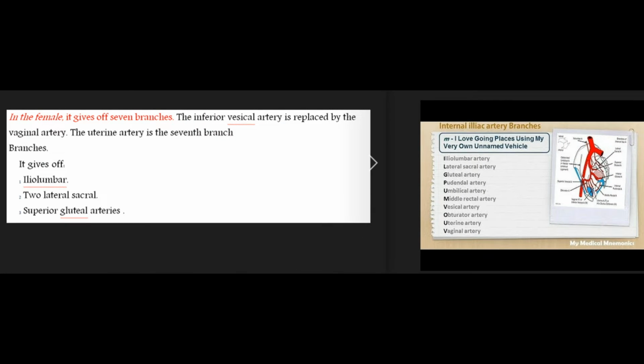In the female, it gives off 7 branches. The inferior vesical artery is replaced by the vaginal artery. The uterine artery is the 7th branch. The posterior division gives off 1. iliolumbar, 2. lateral sacral, 3. superior gluteal arteries.